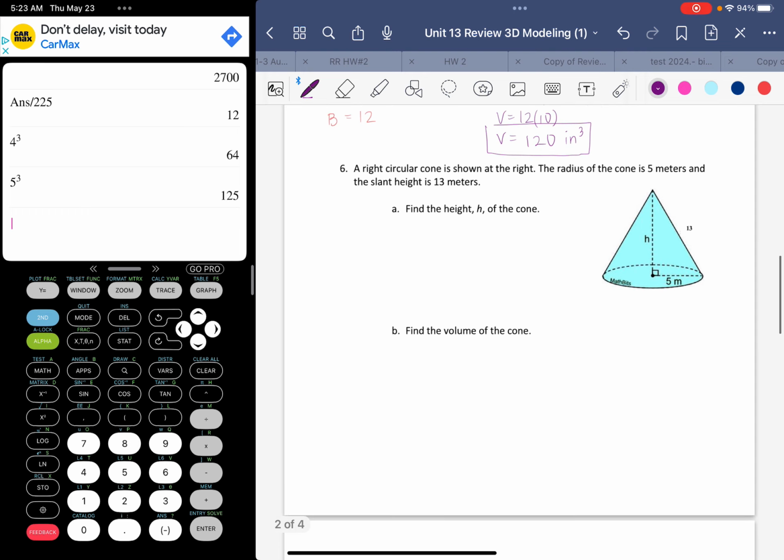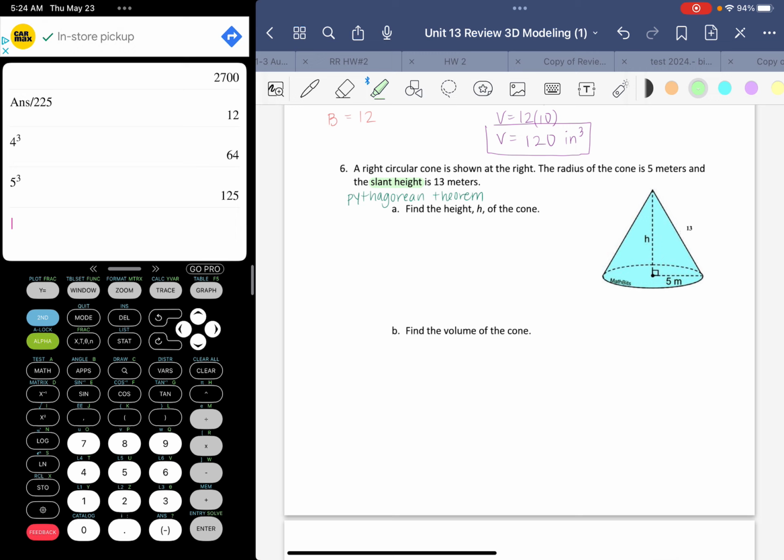All right, question number 6. A right circular cone is shown at the right. The radius of the cone is 5 meters, and the slant height is 13 meters. Anytime you see a question with slant height in it, that lets you know that you're going to have to use the Pythagorean theorem, because we don't know the actual height of the cone yet.